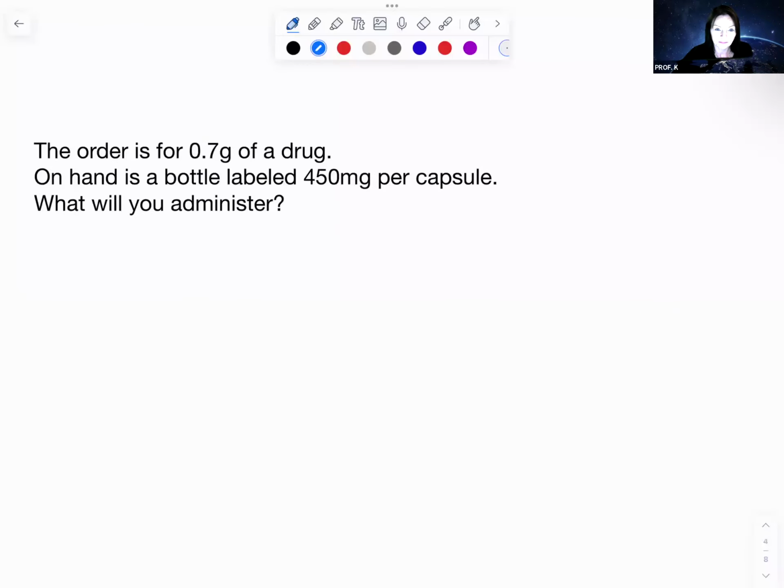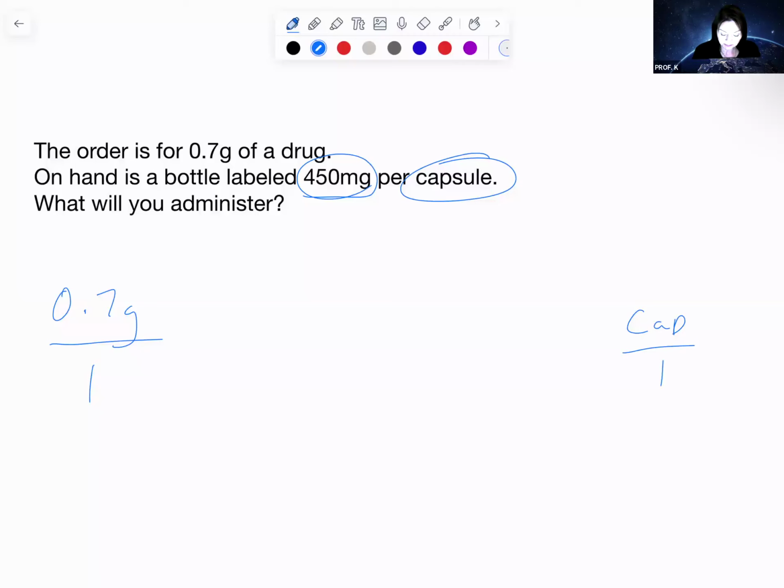Do this one. 2 caps. Excellent. So yeah, let's go through it real quick because this will be the last one. So the order is 0.7 grams. They sent me something in milligrams and it's in capsules, so I'm going to give a capsule. I'm solving for capsules, right? So grams to milligrams, 1 gram is 1,000 milligrams. And there's 450 milligrams per capsule.